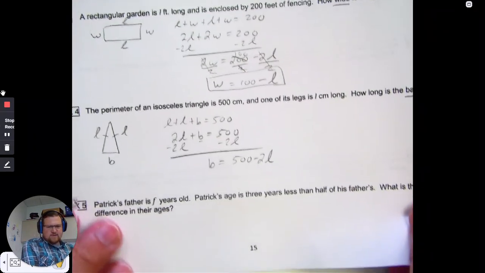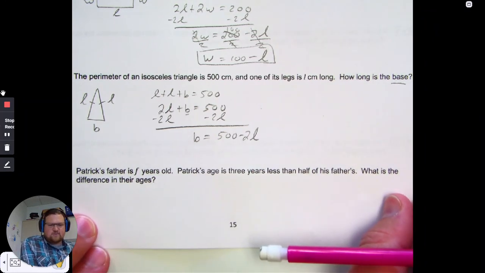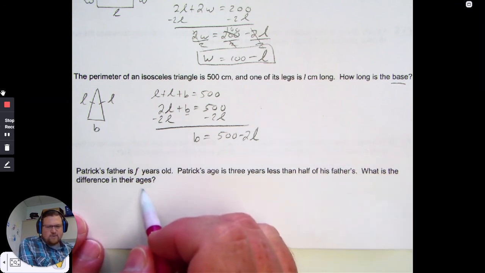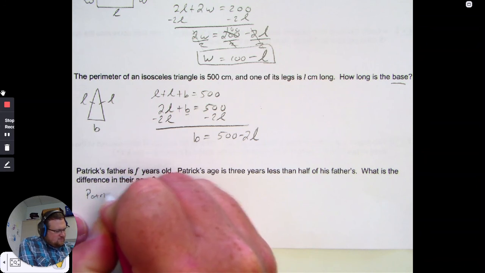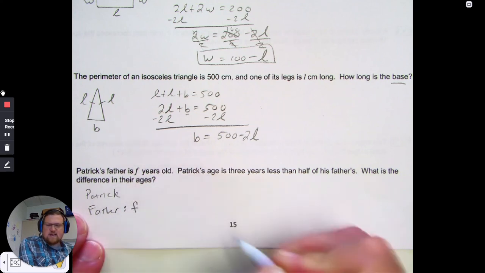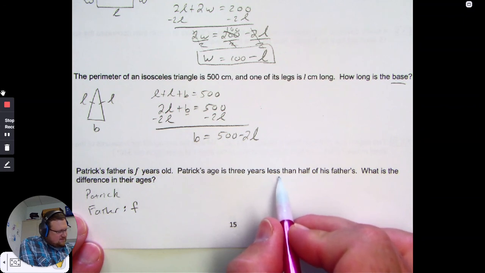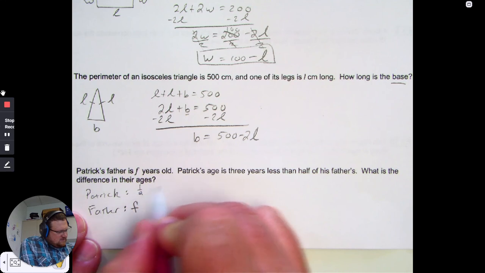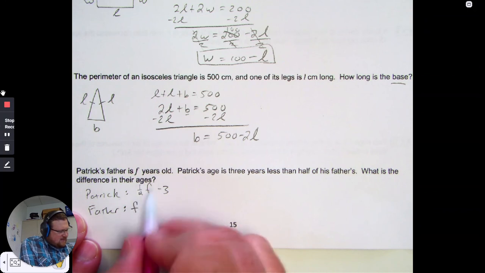On to my next one here. It says Patrick's father is F years old. Patrick's age is 3 years less than half of his father's. What is their difference in ages? Well, that means we need to figure both of them out first. So we have Patrick and we have his father, right? It tells us his father is F years old. And then it says Patrick is 3 years less than half of his father. So he is half of his father minus 3, right? Because 3 years less means minus 3 from half of his father.